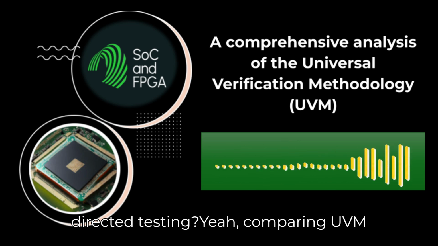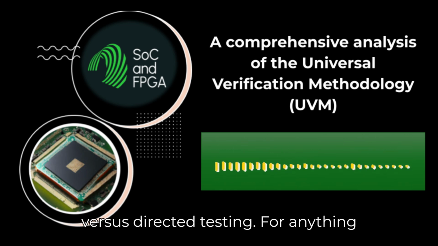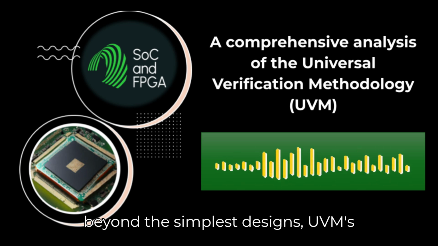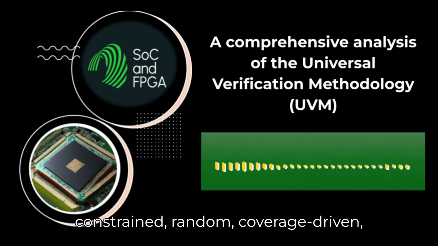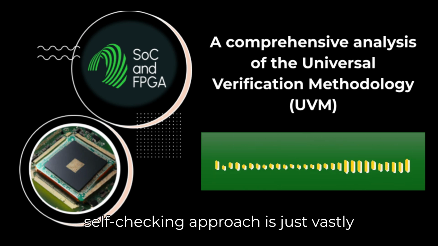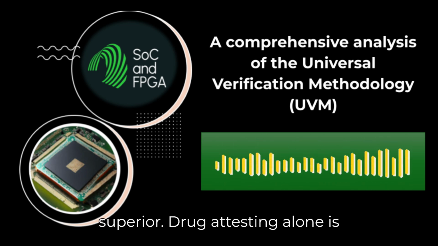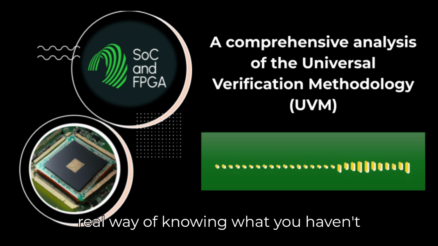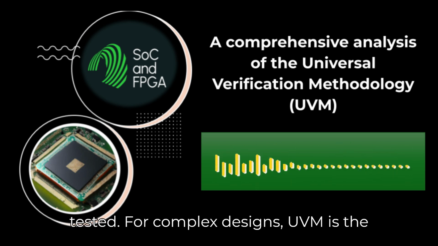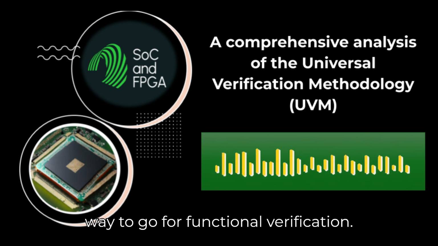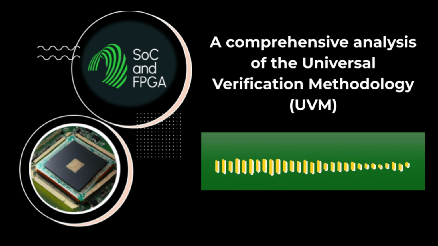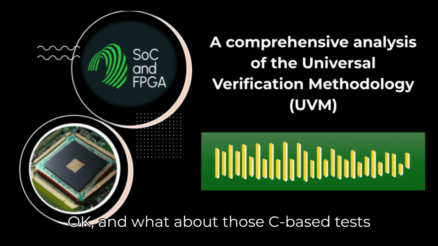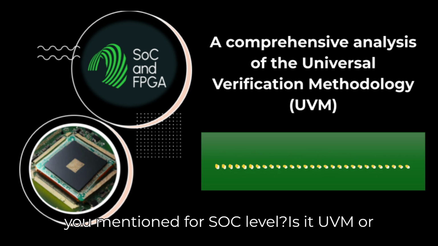Yeah, comparing UVM versus directed testing. For anything beyond the simplest designs, UVM's constrained, random, coverage-driven, self-checking approach is just vastly superior. Directed testing alone is brittle, doesn't scale, and you have no real way of knowing what you haven't tested. For complex designs, UVM is the way to go for functional verification. Okay. And what about those C-based tests you mentioned for SoC level? Is it UVM or C tests?